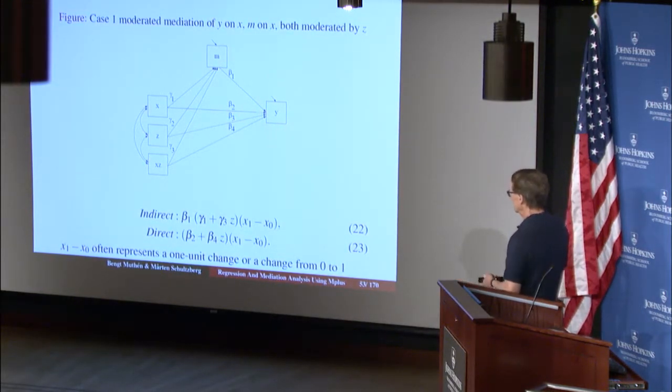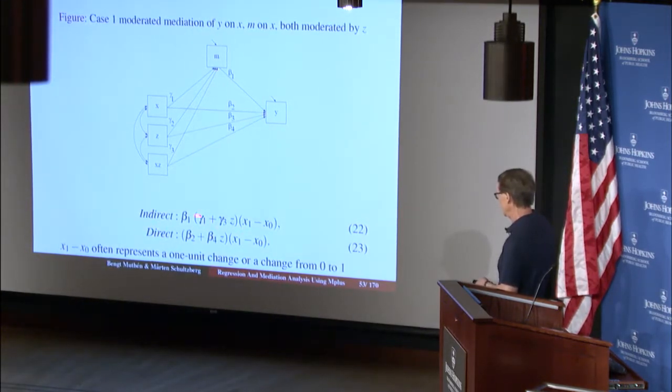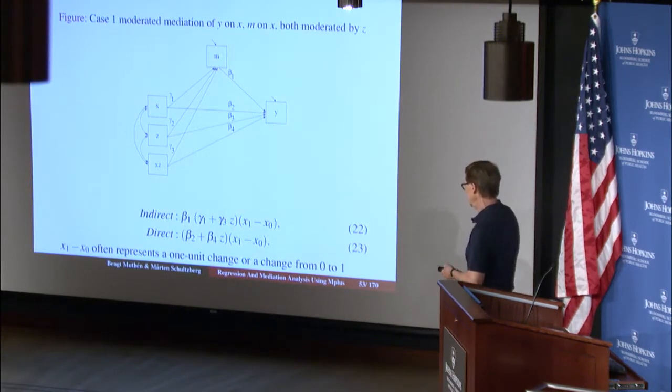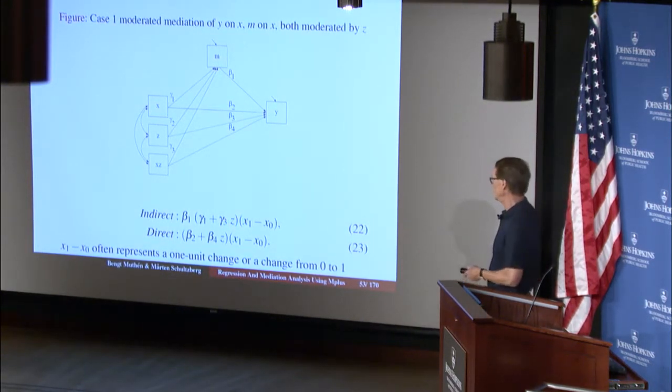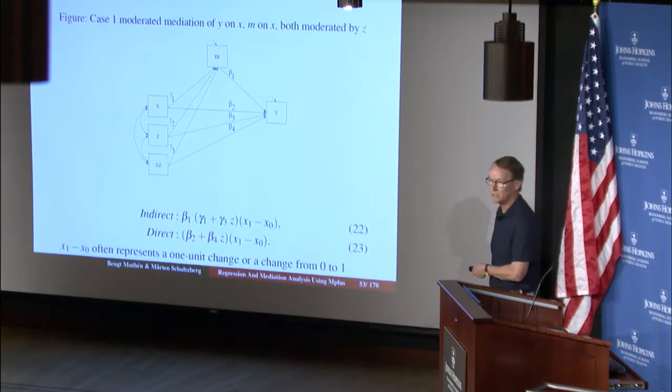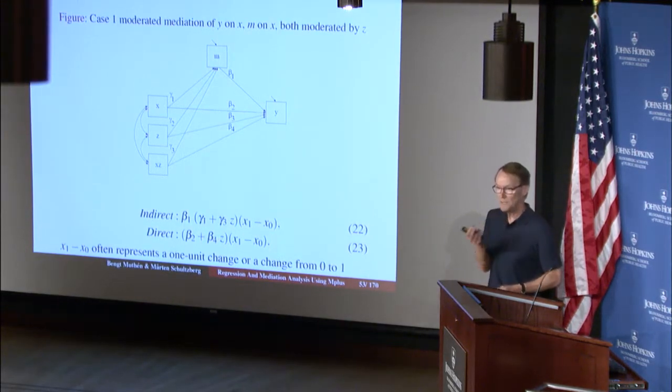So in this case, we have indirect and direct formulas down at the bottom here. And the indirect formula is beta 1 times gamma 1, plus the term beta 1 times gamma 3, Z. So this is the moderator that Morton talked about in the first regression example. And then we're going to get you used to the notation of x1 minus x0 in parentheses here. Usually this is 1, so it disappears. It doesn't show up. Why is it 1?